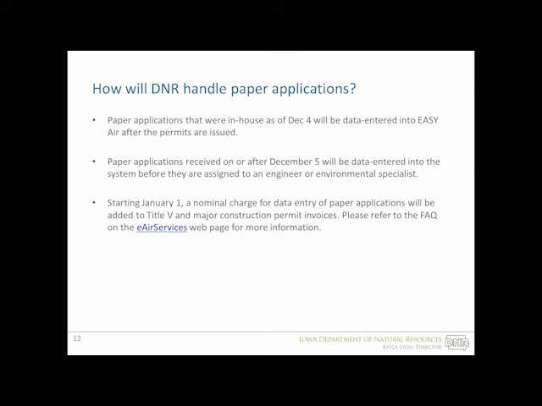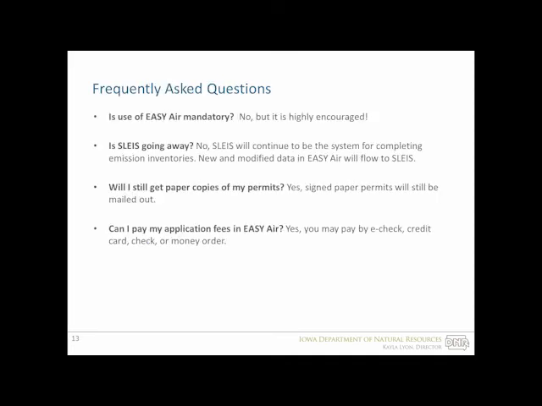Some frequently asked questions that we've gotten during this process: Is EASYair mandatory? No, it is not, but it's highly encouraged. It speeds the process for both you and the DNR. Is SLICE going away? No. SLICE, if you're not familiar, is the electronic system to do your emissions inventory. We have no plans to do away with SLICE. And as I talked about before, we have taken great pains to modify the data from SLICE into EASYair and to work on a data flow back to SLICE.